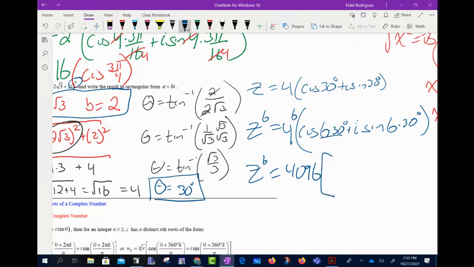And then 6 times 30? Anybody know? 180, there you go. Guys, can we write it like this, using our little abbreviations? And we got it.